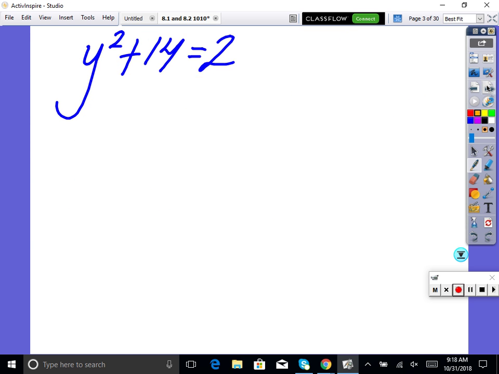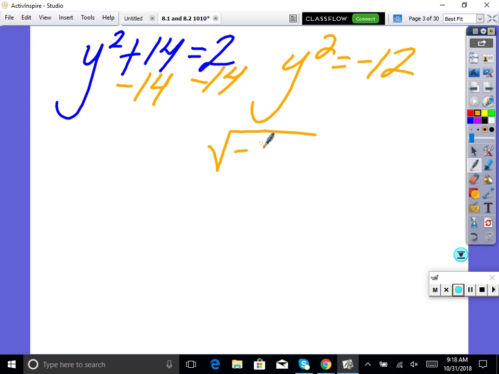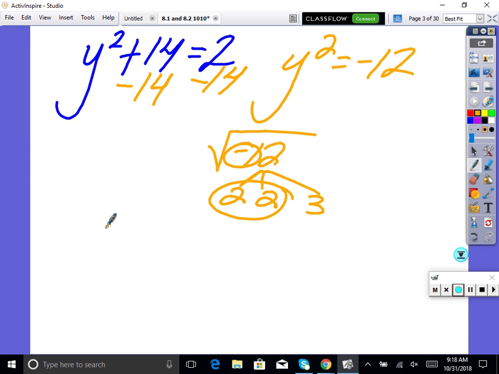Awesome. Okay, let's look at this one. So the first thing we do is subtract 14. So then we have y squared equals negative 12. So then when we square root negative 12, we break it down into 2 times 3, wouldn't we? So y is equal to plus and minus 2i root 3. Easy. Yeah, because that's what we learned last time, with i's.